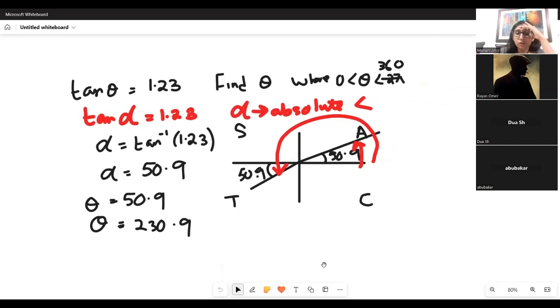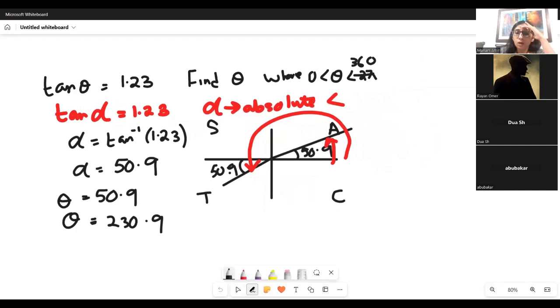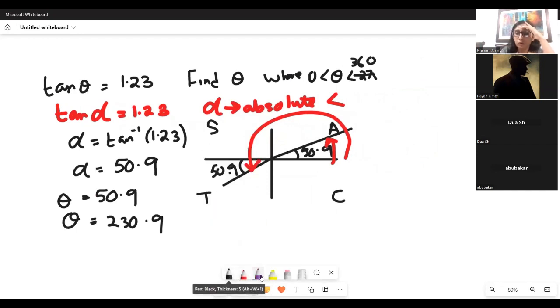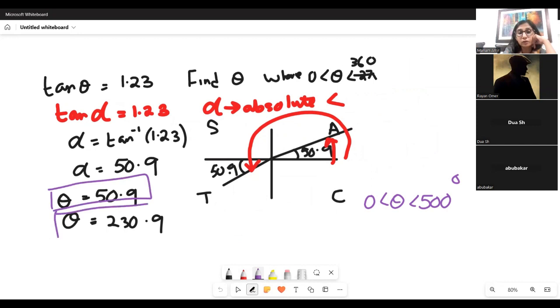Achha, now what I'll do, I'll change the domain. I'm going to change the domain to 0 to, let's say, 500 degrees. So you have to find all the solutions of theta between 0 to 500 degrees. So we got theta equals 50.9 and theta equals 230.9. What do we do now?